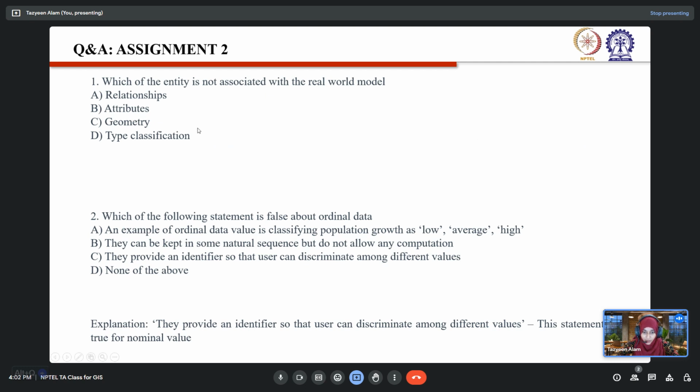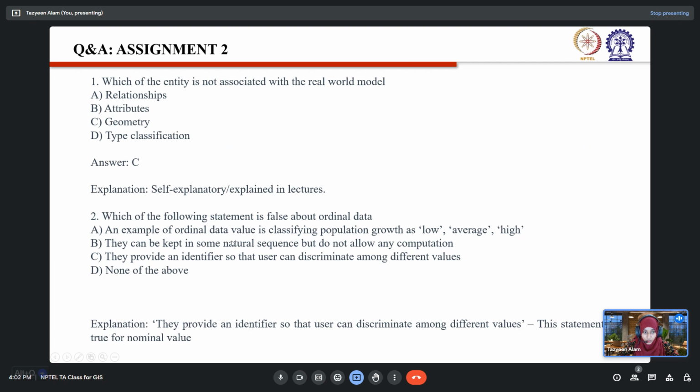So let us move on to the assignment 2 questions. The first question was, which of the entity is not associated with the real world model? A. Relationships, B. Attributes, C. Geometry, and D. Type classification. So the answer was C, Geometry. This was already explained in the lectures of the previous class, so you can refer to it.